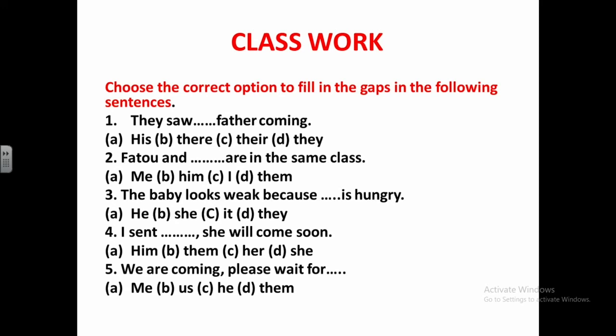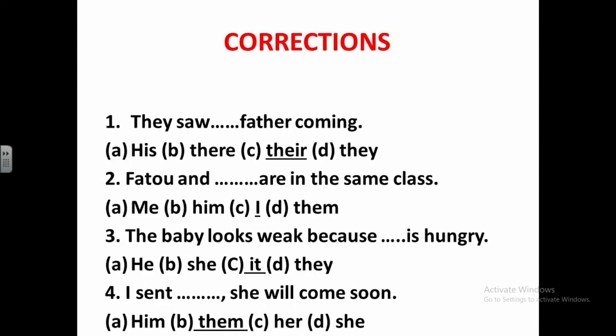5. We are coming. Please wait for. Who would try? Yes. Wait for us. Very good. We are coming. Please wait for us. That's very good. Brilliant. I like that. Let's look at the corrections. Okay. They saw their father coming. Fatu and I are in the same class. The baby looks weak because it is hungry. I sent her, she will soon come.